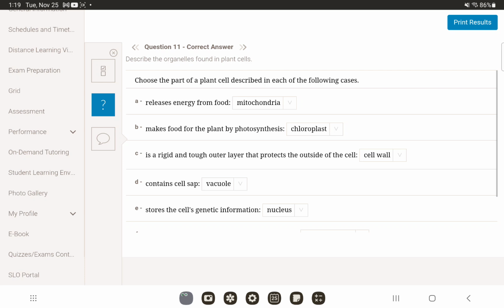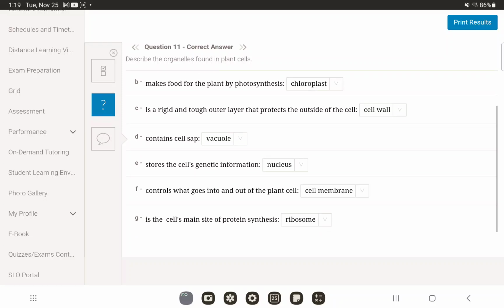Contains cell sap: vacuole. Stores the genetic information: nucleus. Controls what goes into and out of the plant cell: cell membrane. And is the cell's main site of protein synthesis: ribosomes. So yeah, these are just general facts about each and every part of the cell.